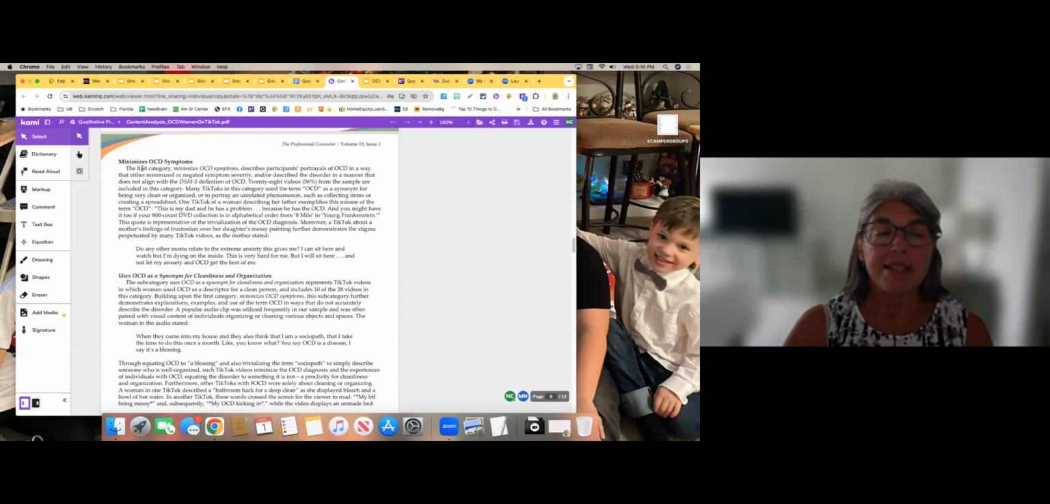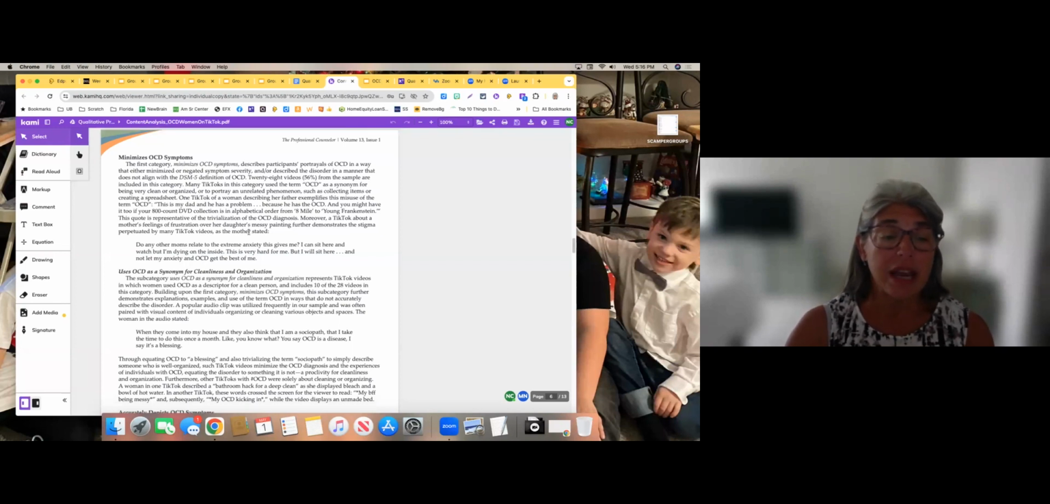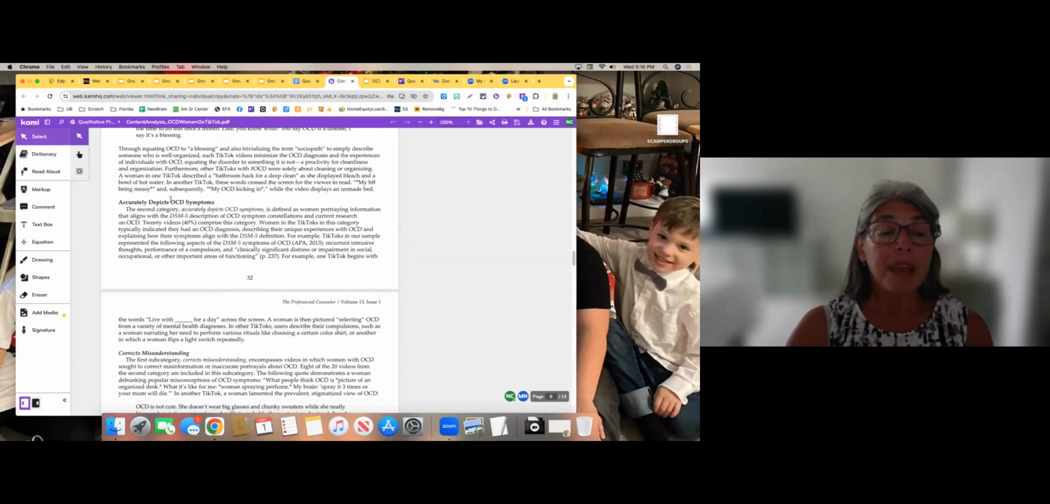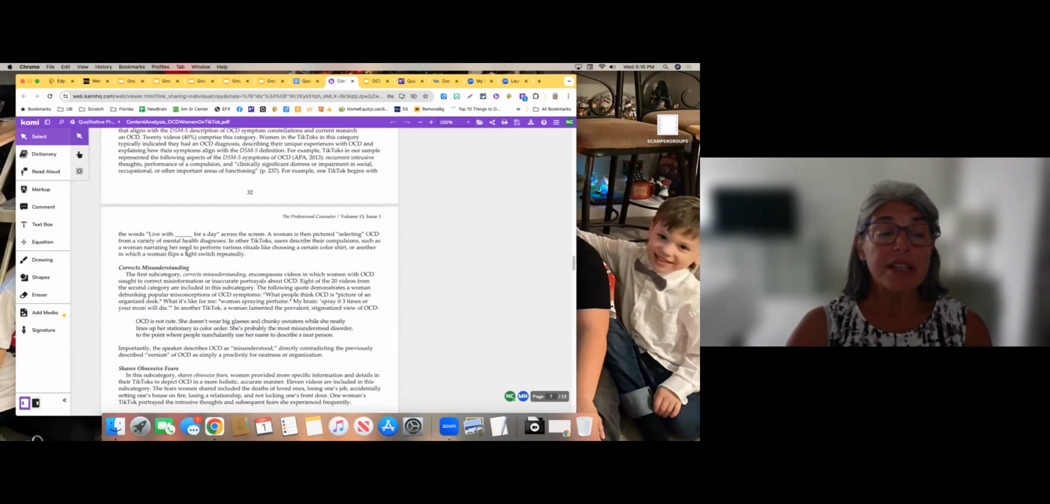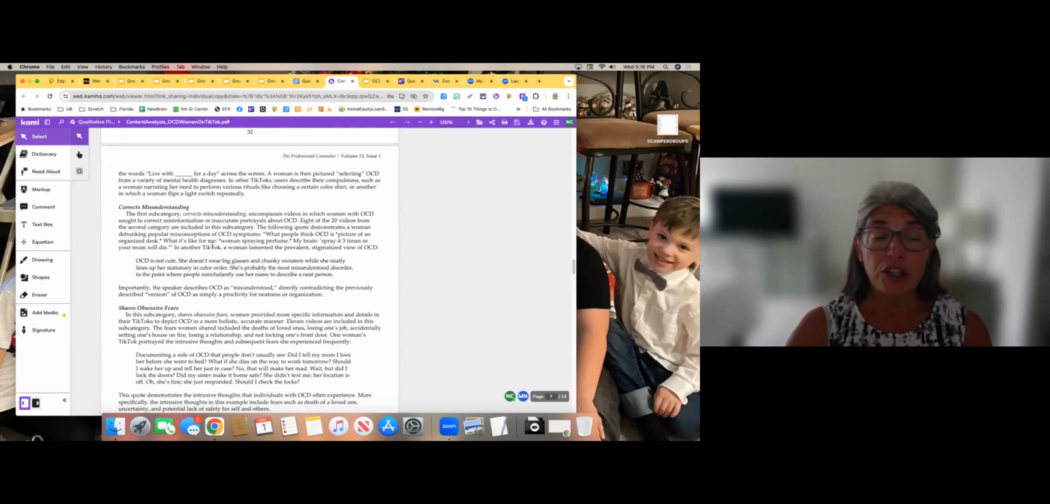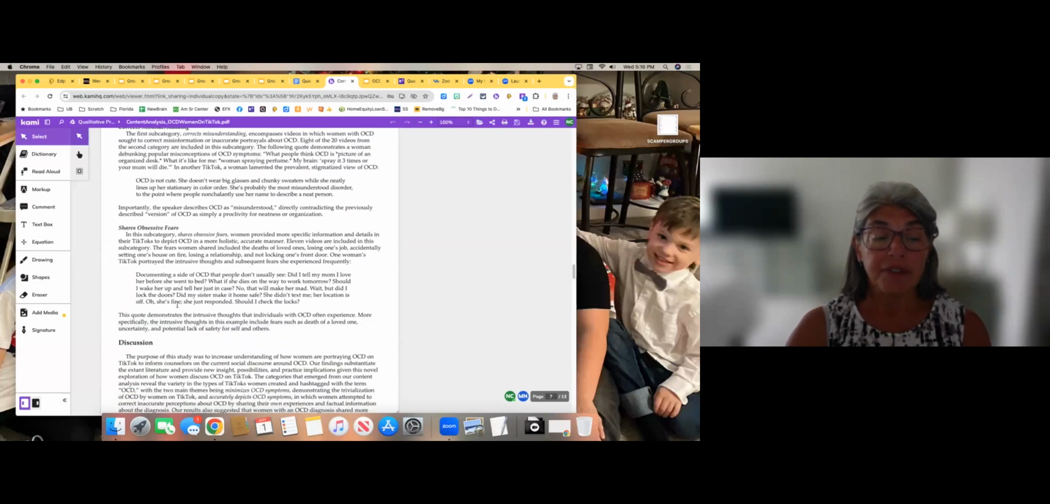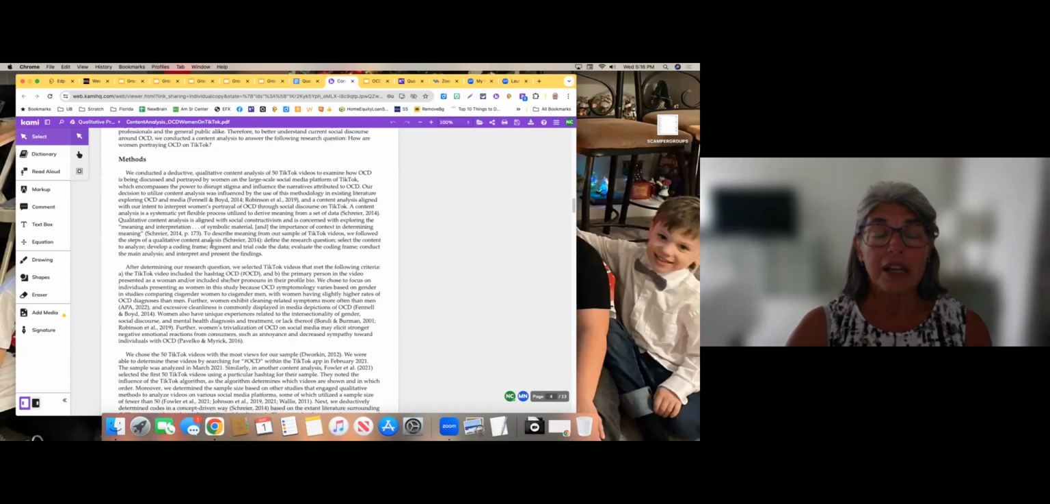We have minimizing OCD symptoms. So some of the TikToks really minimized symptoms and kind of made it this fun, oh, I have OCD, like she was saying. Some just talk about cleanliness and organization, and that's OCD, which it isn't just that. There's some that accurately depict OCD. There's some that are trying to correct misunderstandings, and there's some that share obsessive fears.